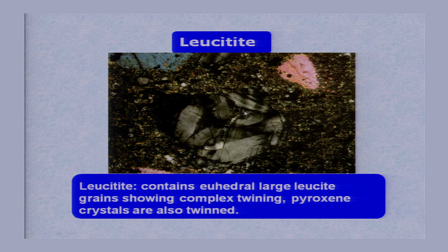Here is lamellar twinning. Pyroxene crystals are also twinned. Here this pyroxene crystal is also twinned, but because of limitations I am not able to show you the twinned crystal of pyroxene, but I am able to show the twinned crystal of leucite. So, this rock is leucitite. It shows a very typical feature here.